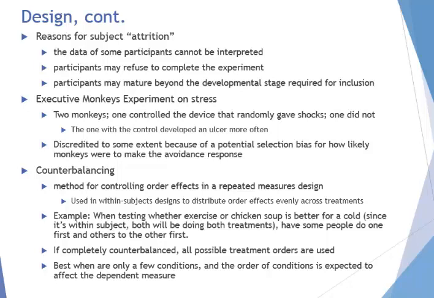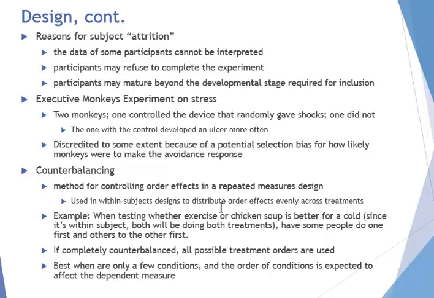That was an experiment to show that executives are under higher pressure, as opposed to people who are not executives, that whether their company fails or does well is really beyond their control. And the reason why this was disqualified, at least to some extent, is the potential selection bias for how likely the monkeys were to make the avoidance response. Essentially, they were tested in a way that did not properly control for that possible difference in selection bias.